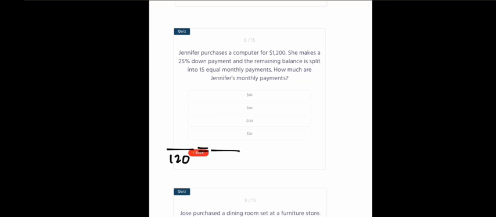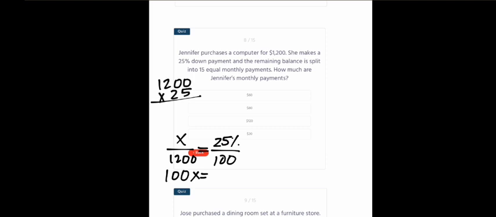So let's do 1200 as our whole. We don't know what 25% is, so we're going to call it x. And 100 always goes here. So 100x equals 25 times 1200, which is a larger number, so I'm actually going to work that one out over here. So 1200 times 25. 0, 0, 10, 6. 0, 0, 4, oops, 2. 0, 0, 0, 0, carry the 1, 3. So we have 30,000.